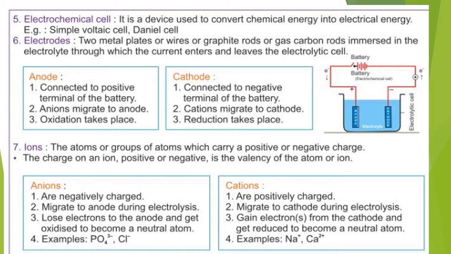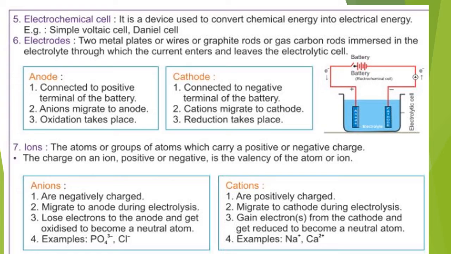Next topic to understand is electrodes. Electrodes are the two metal plates or wires, or graphite rods, or gas carbon rods, which are immersed in electrolyte, through which the current enters and leaves the electrolytic cell. You might see this diagram; it is labeled. There are two electrodes: one is the anode, which is positively charged, and the other is the cathode, which is negatively charged. They are connected to the battery, and this makes an electrolytic cell. A complete process involves the electrolyte, the electrodes, the battery, and the flow of current through the wire.